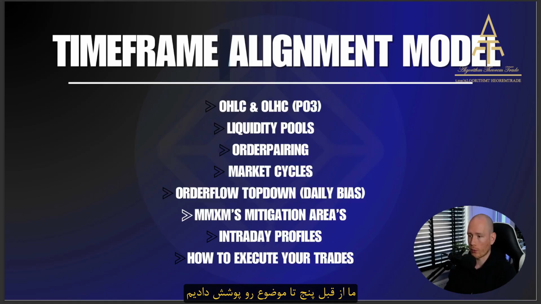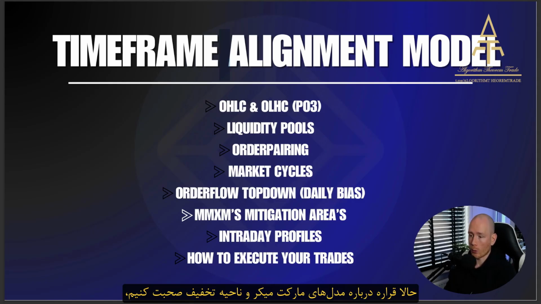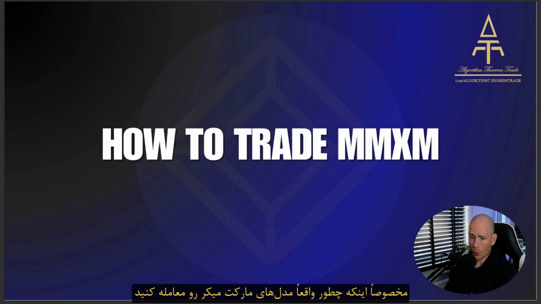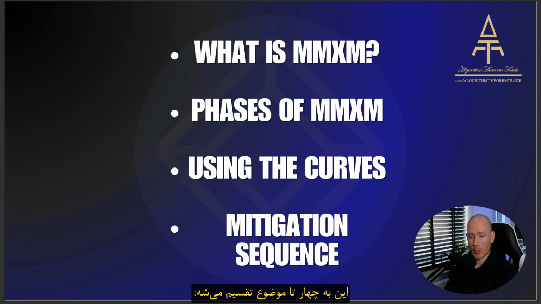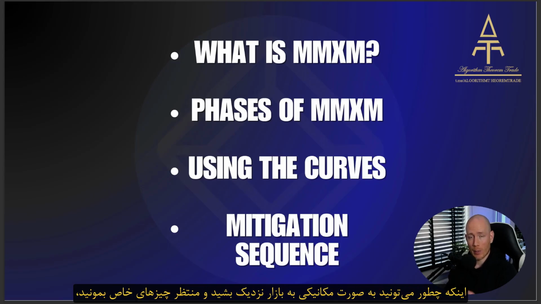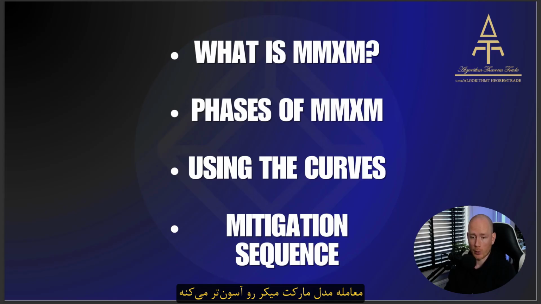We've already covered 5 topics. Last topic was received very well, the daily bias topic, right? Make sure to watch it if you haven't. Now we're going to be talking about market maker models and mitigation area specifically. How do you actually trade market maker models? This is going to be divided up in 4 topics. What is a market maker model first of all? The phases of a market maker model, using the curves, and a mitigation sequence, how you can mechanically approach the market and wait for specific things, making it a lot easier to trade a market maker model as well.